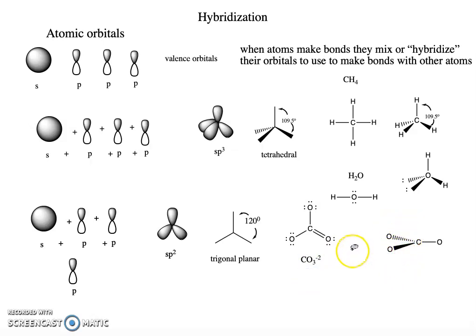Now, you might say, okay, that's good, but one of the oxygens has another bond on it. It has a double bond here, and that's true. And where does that double bond come from? Well, remember the p orbital that we said we have left over?